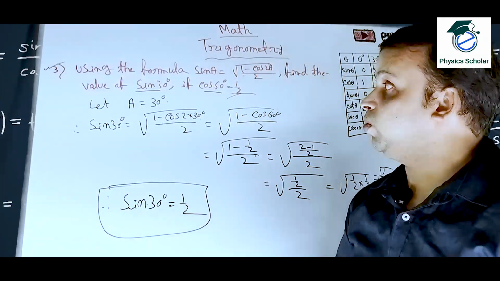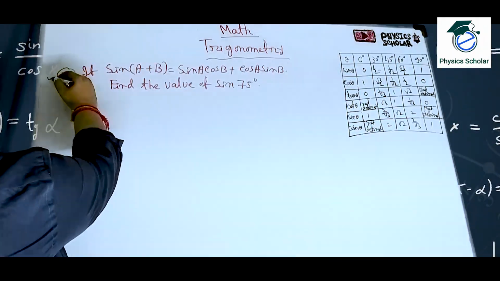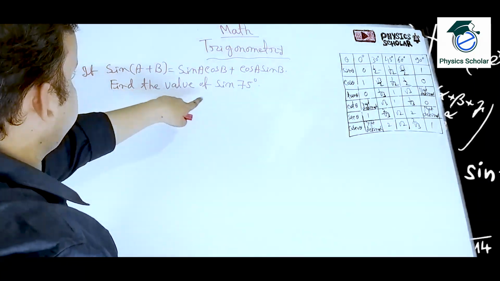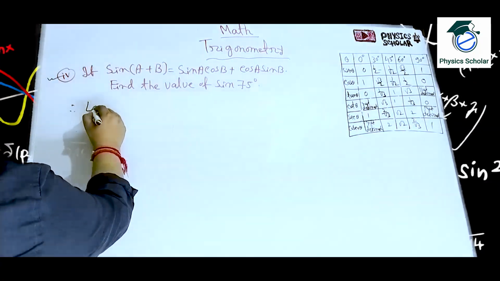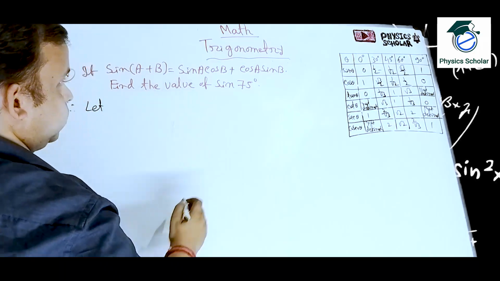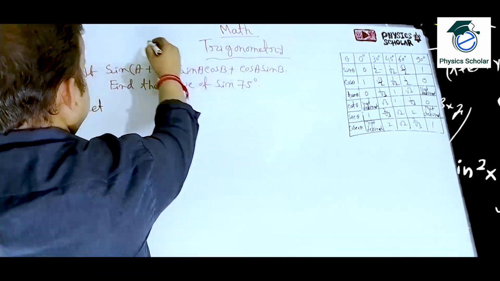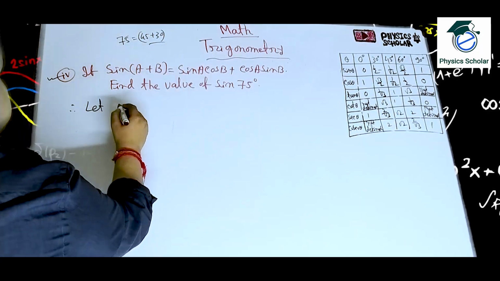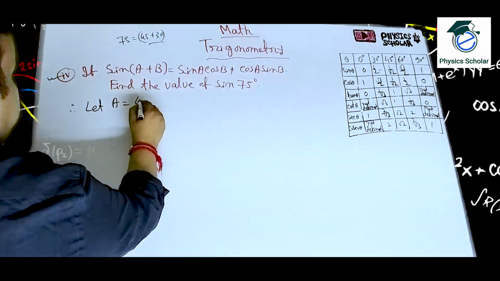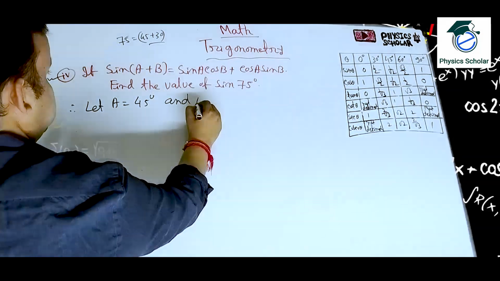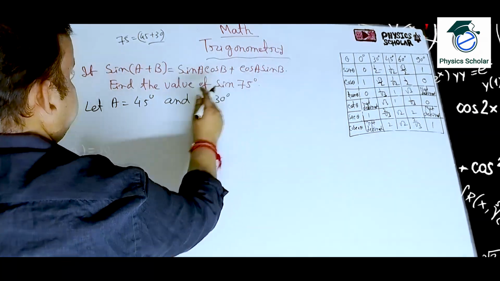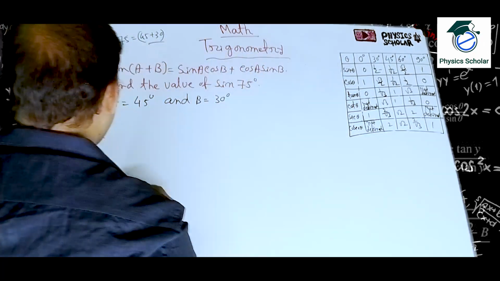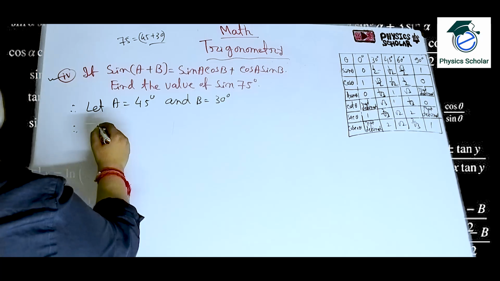So now students, let us move to sum number 4. Students, now it is given sin of A plus B is equal to sin A cos B plus cos A sin B. We have to find the value of sin 75 degree. So 75 means what can we write? 75 means 45 plus 30. Clear? So let A is equal to 45 degree and B is equal to 30 degree, because we know the value of 45 and 30 for all trigonometric functions. Clear?